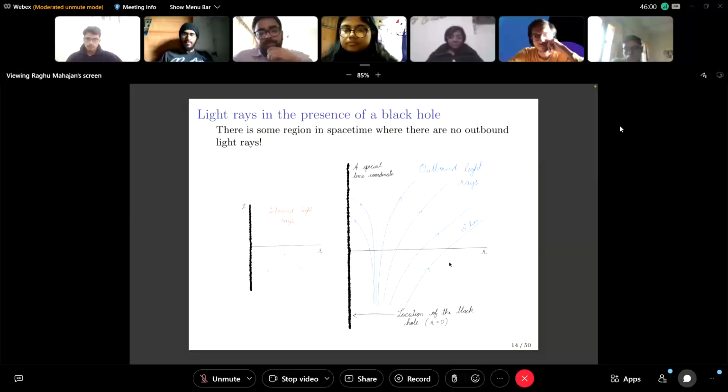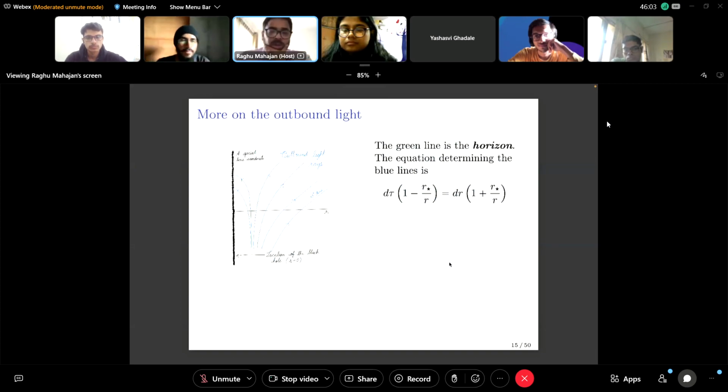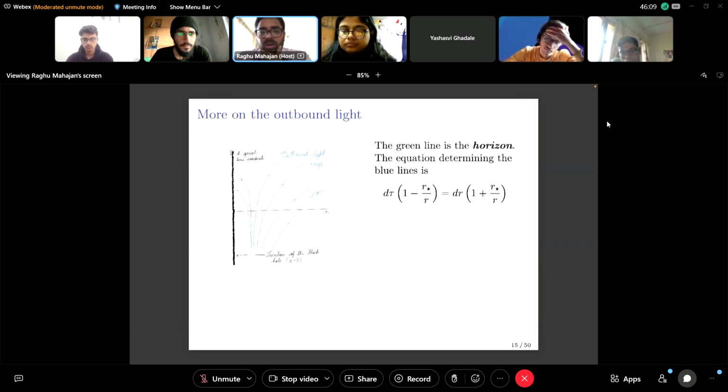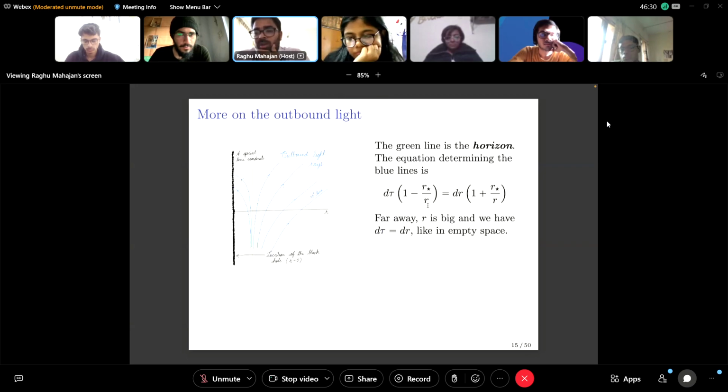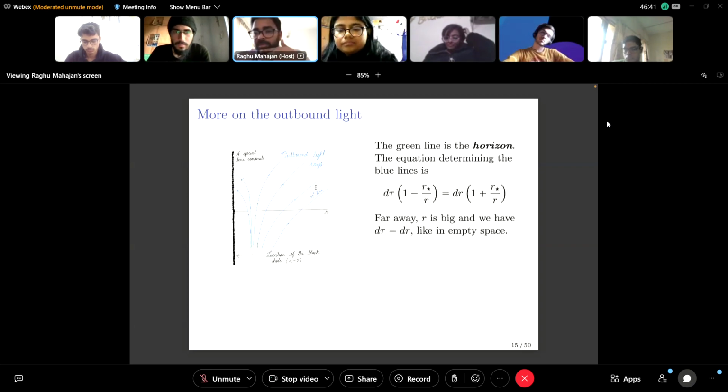Okay. So let me give you some more equations actually. These are the equations that govern these blue light rays. Here tau is the coordinate that is vertical, and r is the radial direction. This r star was the constant of integration, and now we have some different functions here. So d tau (1 minus r star over r) equals dr (1 plus r star over r). If r is big, then these two terms can be ignored, since r star over r is very small. So we just get d tau equal to dr, and that is a 45-degree line. The time goes up by 1 unit, r goes up by 1 unit.